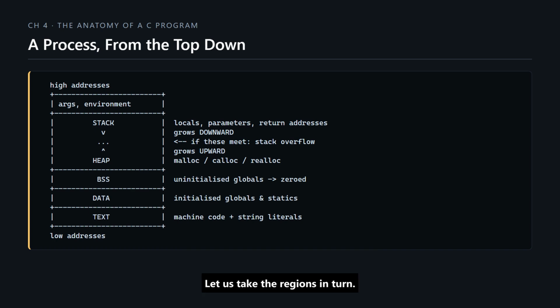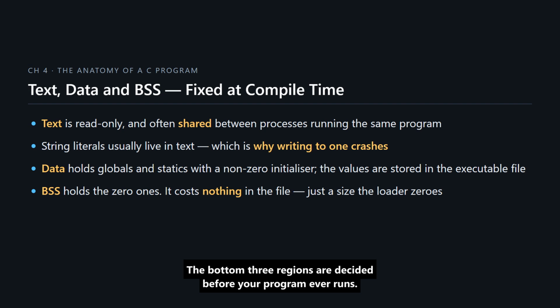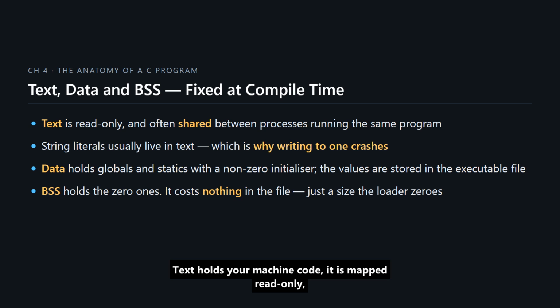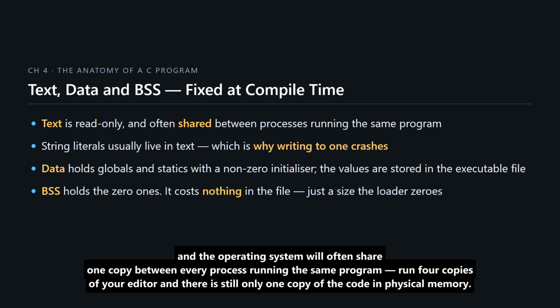Let us take the regions in turn. The bottom 3 regions are decided before your program ever runs. Text holds your machine code, it is mapped read-only. And the operating system will often share 1 copy between every process running the same program. Run 4 copies of your editor and there is still only 1 copy of the code in physical memory.